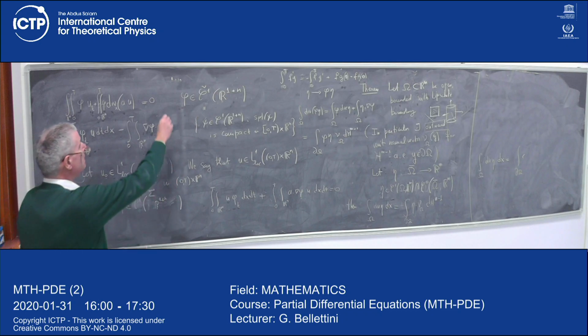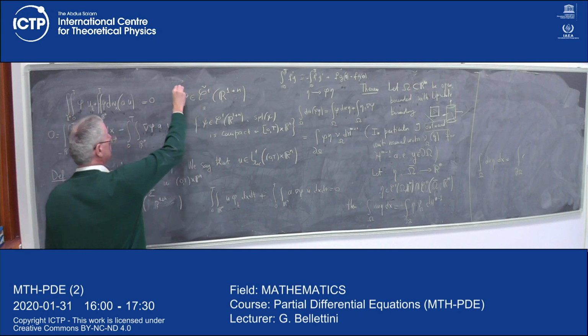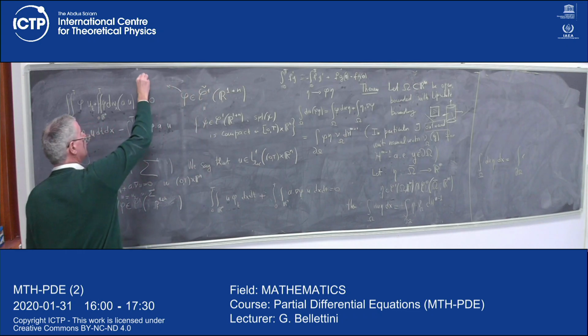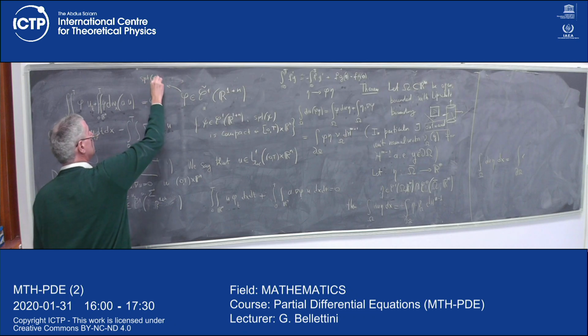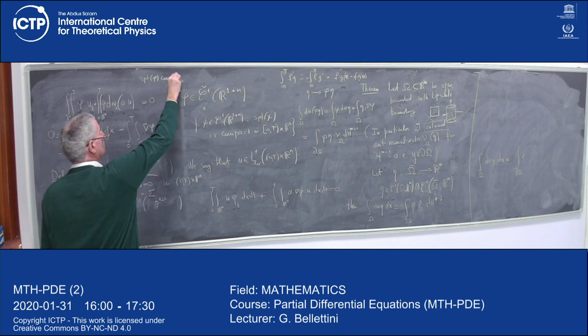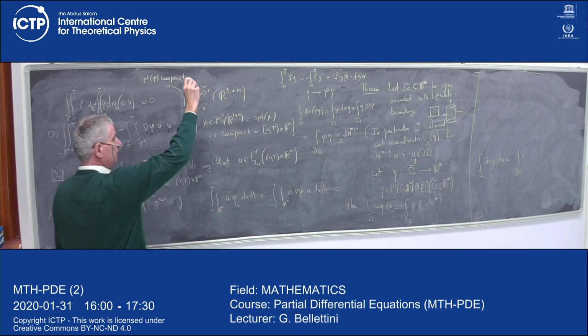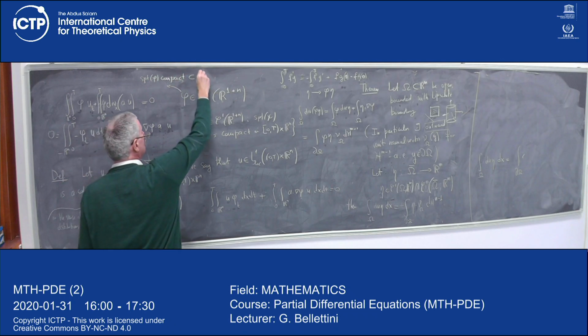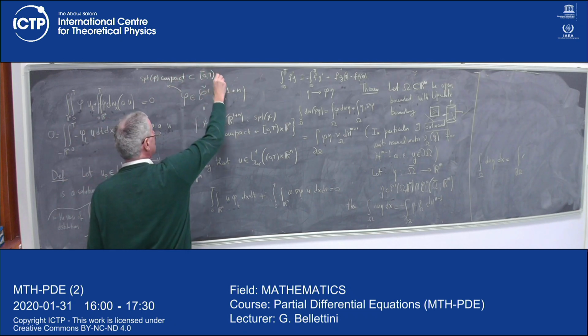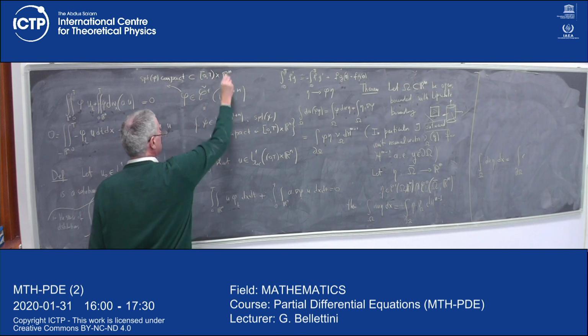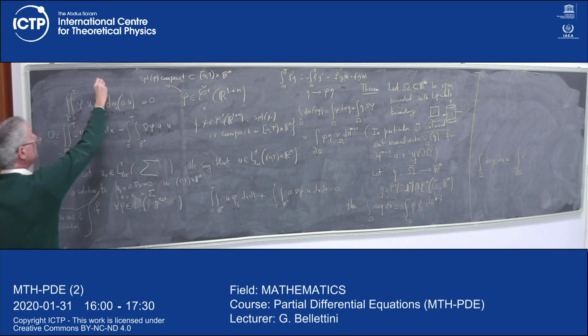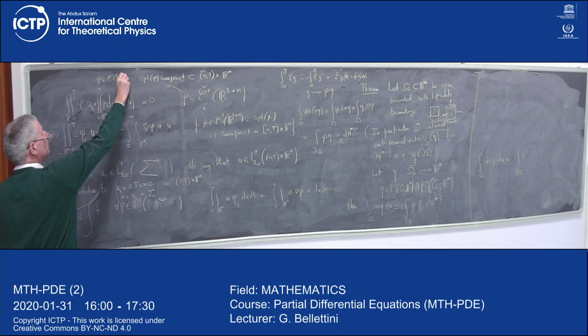So this means that the support of phi is compact, contained in 0 to T, okay, and phi is C1. This is what I mean by this symbol.